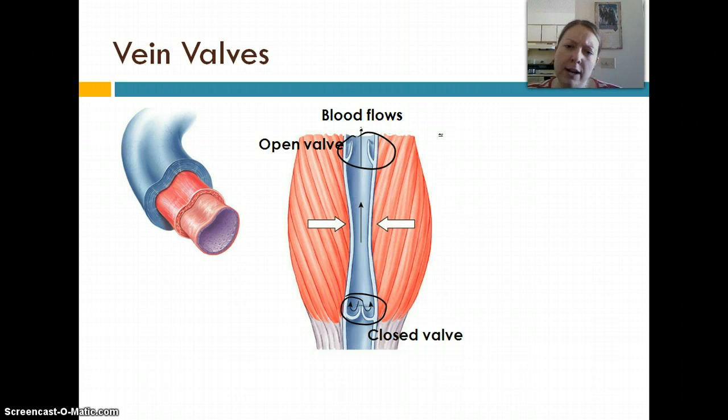Because if you imagine, if this is your calf muscle, your gastrocnemius, there's your Achilles tendon down here, gravity's working this way.